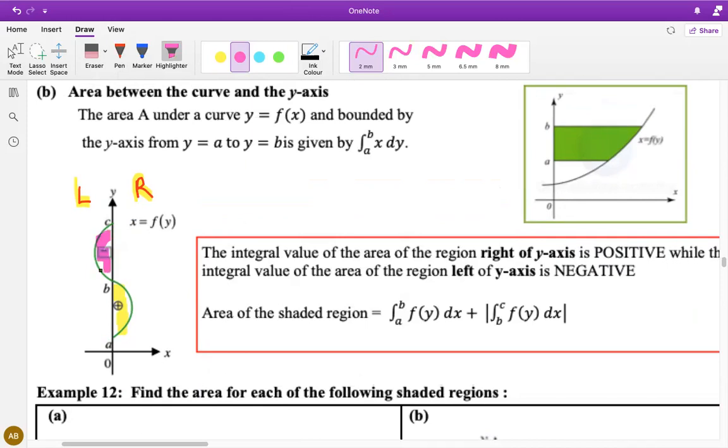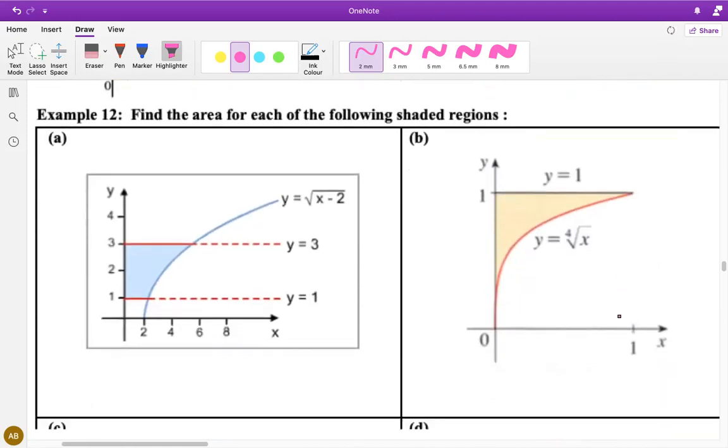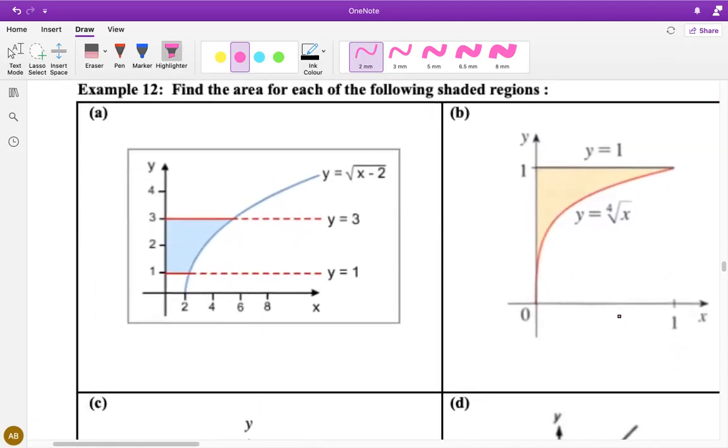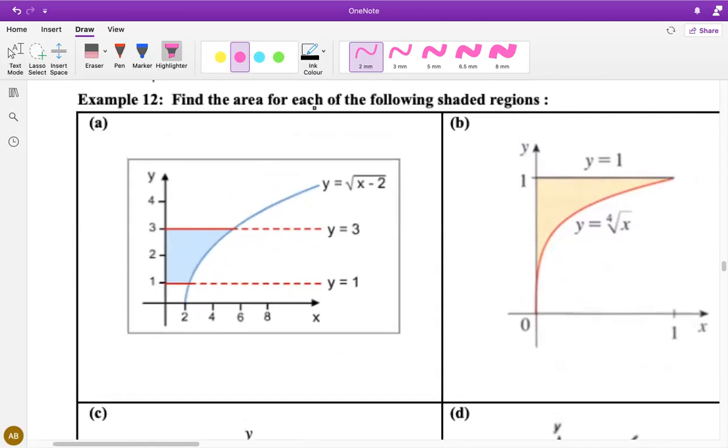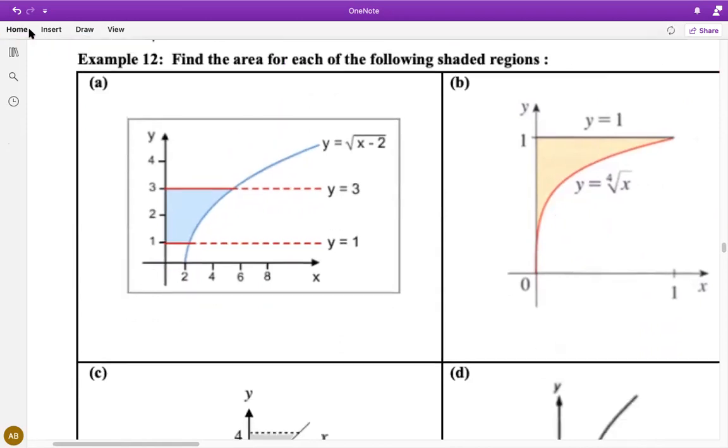So when you want to add these two together, to find the total area, you must add A to B, modulus, B to C, modulus. Modulus means everything inside is positive. So find the area of each of the shaded regions. Okay, so let's do it.